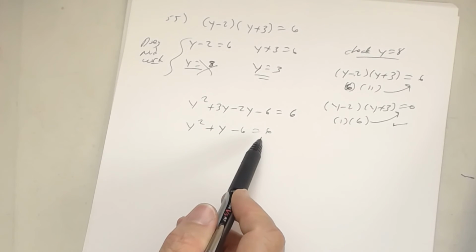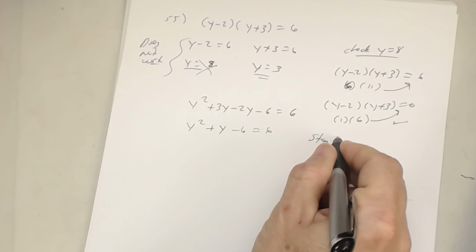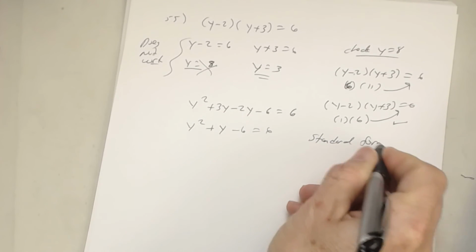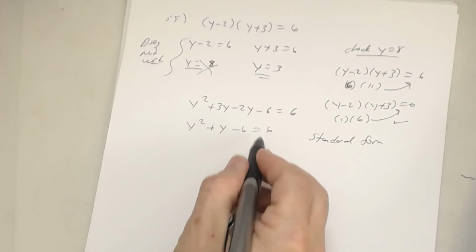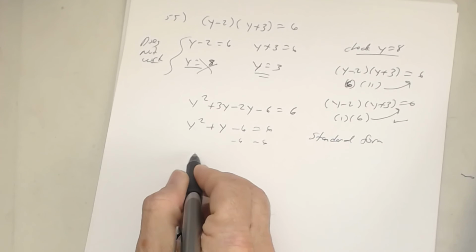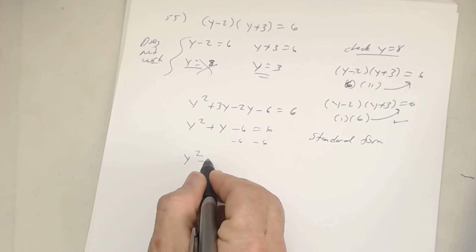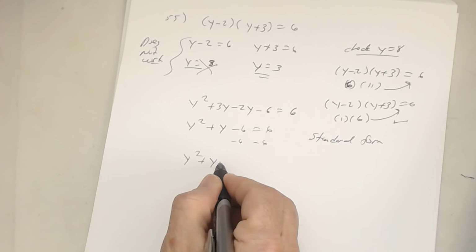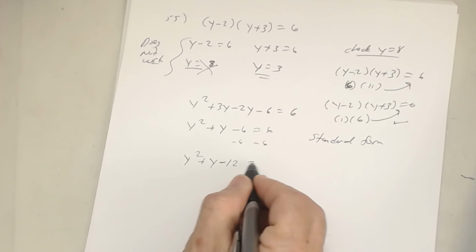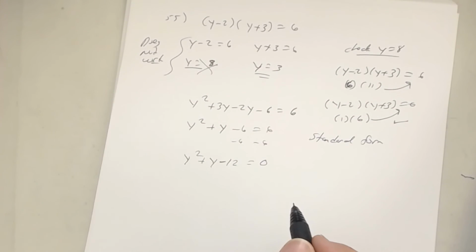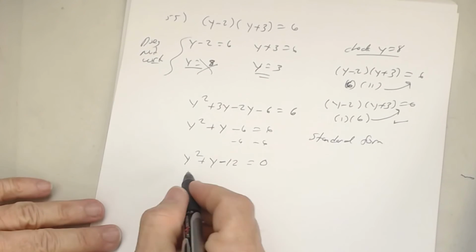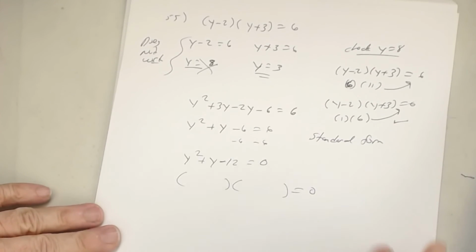I got to put it in what form? Standard form. So that means I got to have 0 on the other side. So I'm going to subtract 6. So what's my expression on the left? Minus 12, right? Equal what? 0. Now I factor. And that will give you both your solutions.